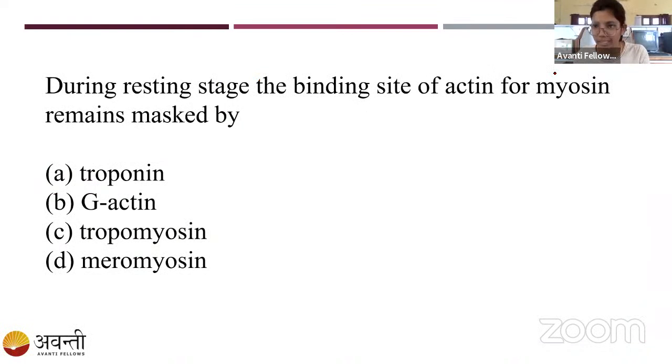The question goes like this. During a resting stage, the binding site of actin for myosin remains masked by, which means there is no muscle contraction. At that time, in a resting position, the binding site of actin for myosin remains masked by what? Troponin, G-actin, tropomyosin, or meromyosin.